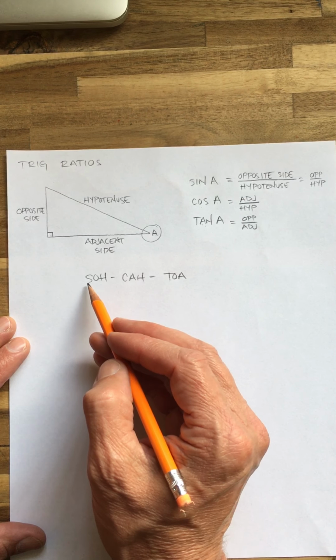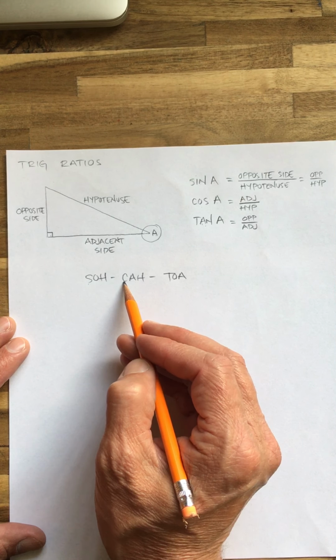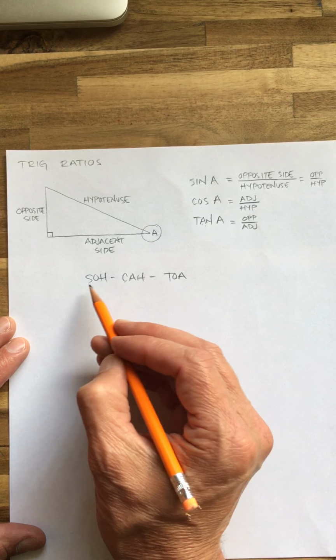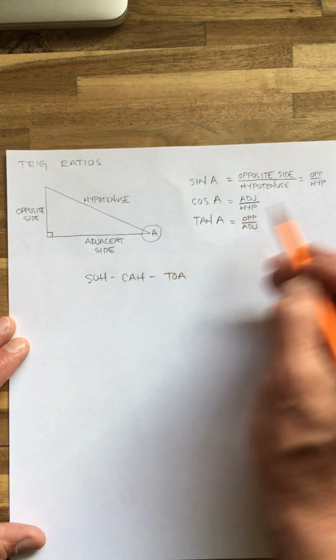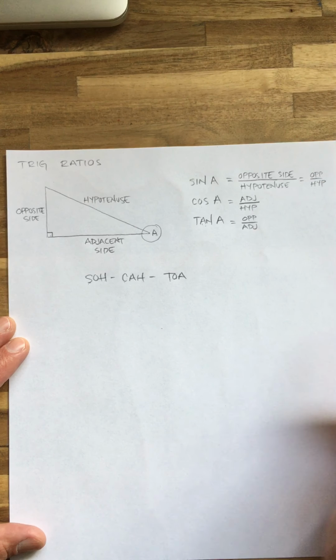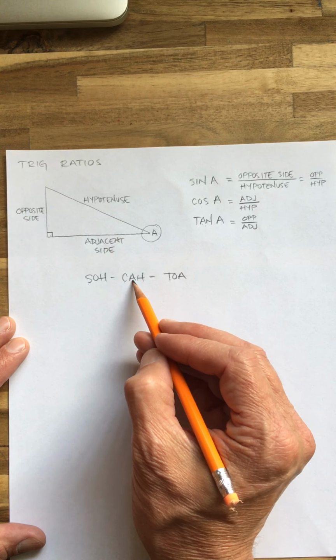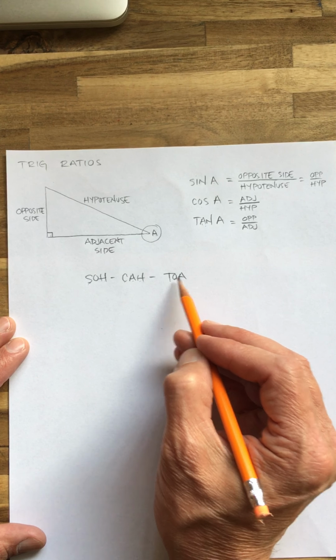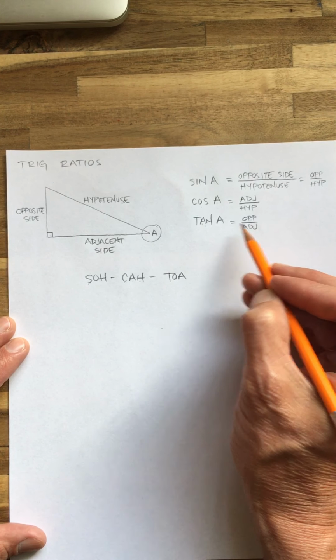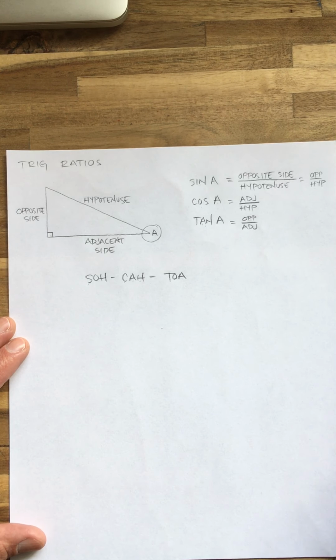So if you notice, we have S for sine, C for cosine, T for tangent. And if you're looking at the sine, notice it's O and H. That's opposite over hypotenuse. Then you have cosine, that's adjacent over hypotenuse. And then T for tangent, that's opposite over adjacent. See, opposite over adjacent for the tangent. That's all you have to remember.